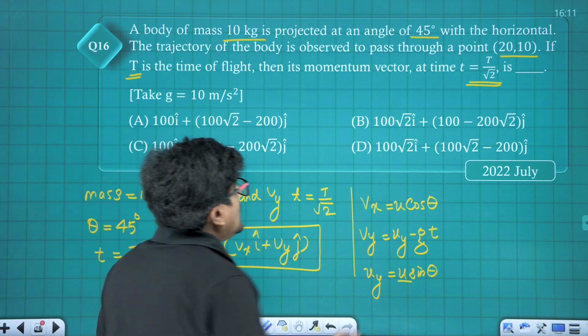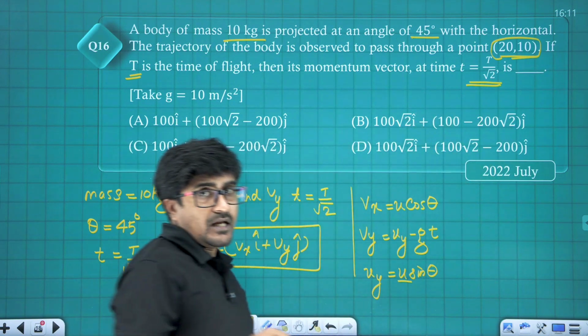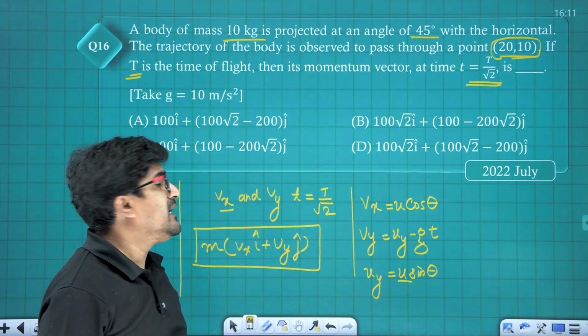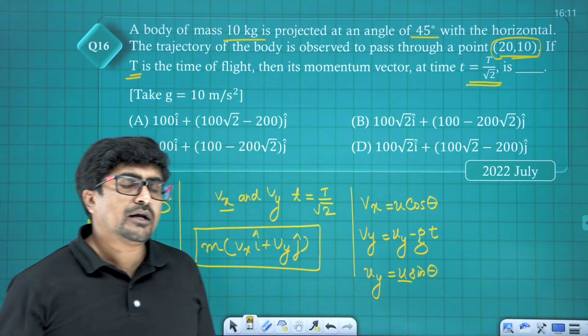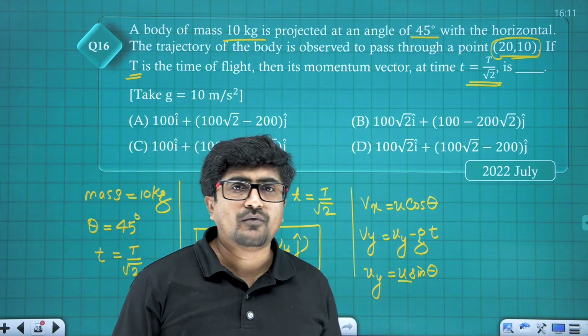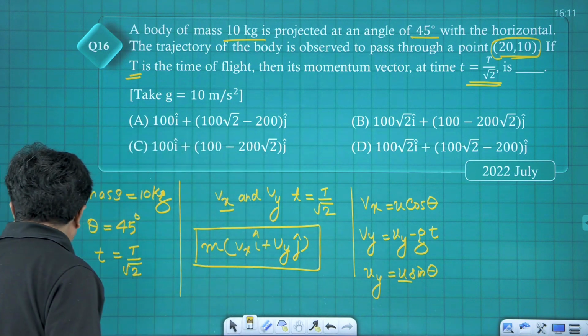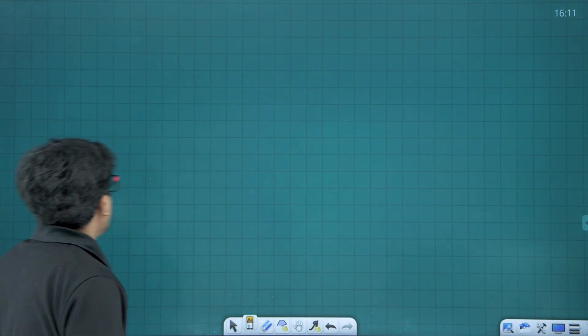For that, the coordinate (20, 10) means this is a point through which the projectile is passing. What does it mean actually? It means when the x coordinate of the projectile is 20, the y coordinate is 10. That is the information. So let us rely on that information to get the value of u.